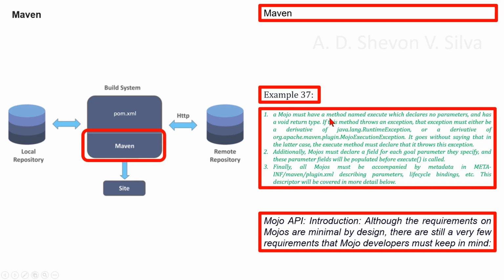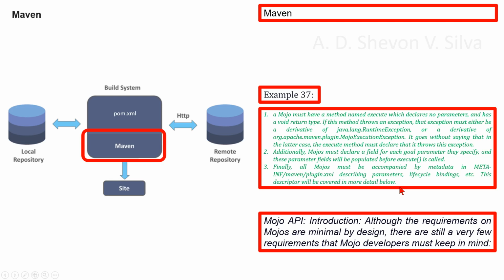Now we are considering the introduction to the Mojo API. Although the requirements on Mojos are minimal by design, there are still a very few requirements that Mojo developers must keep in mind. Maven plugins can be written in Java or any other number of scripting languages. A plugin consists of one or more Mojos, each one being the implementation for one of the plugin goals. Note this documents plugin goals.